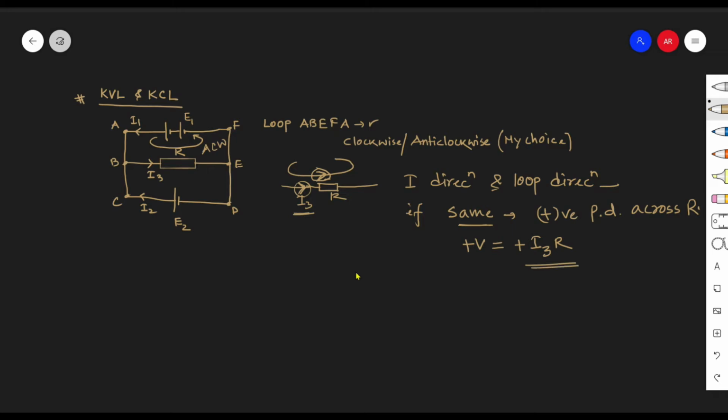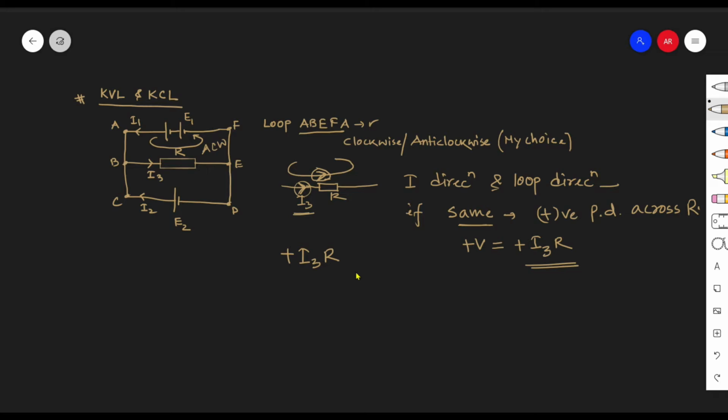Look at the loop again. The loop I drew from positive to negative. So completing this loop, the direction of the loop is along the direction of current. Since loop direction and current direction are the same, there would be a positive PD across the resistor R. So here we wrote the positive I3 R, that is the PD dropped across R.